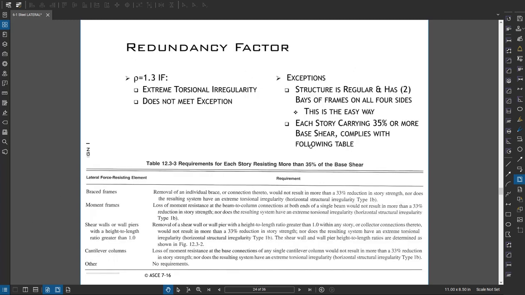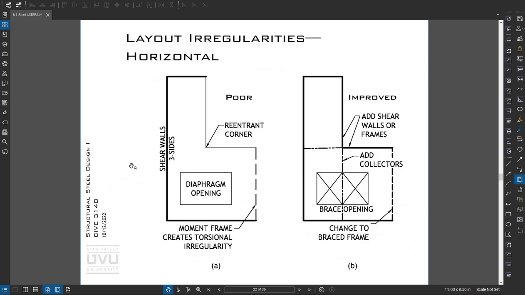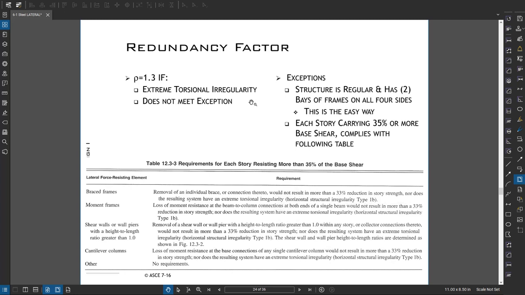Okay, so if we can't meet these requirements to have good redundancy or good layout, then we penalize our systems with these redundancy factors. And you can get into ASCE 7 to get more into the nuances of that.